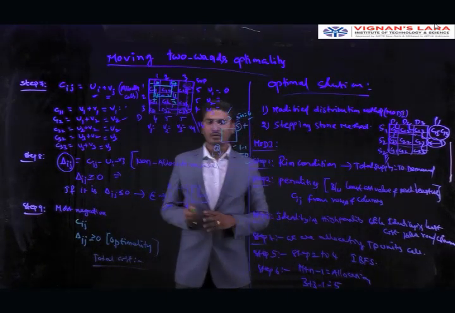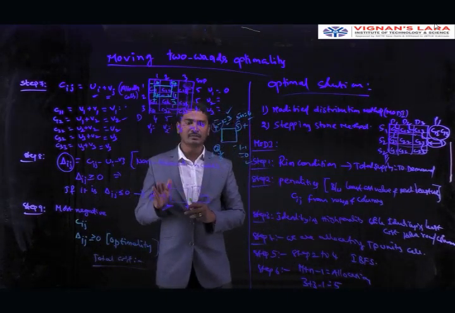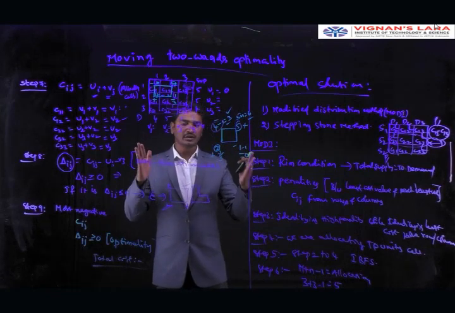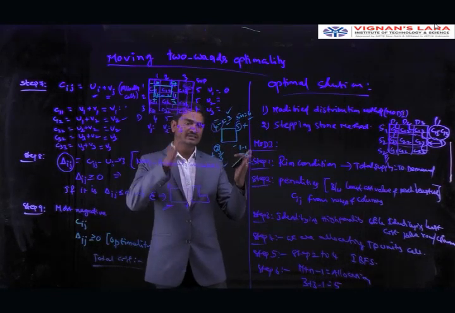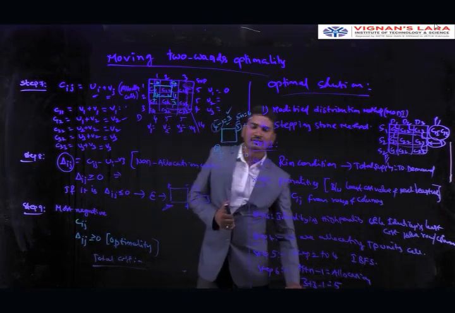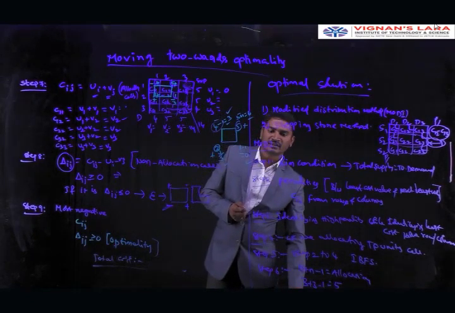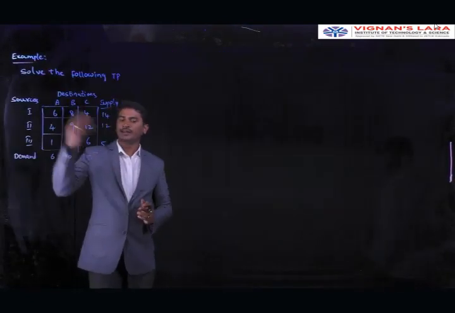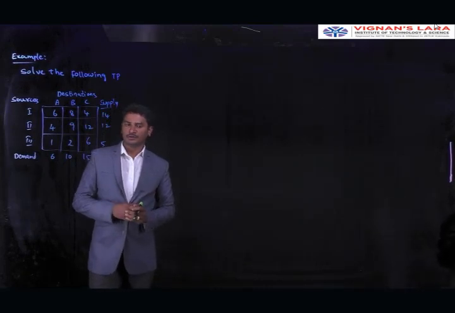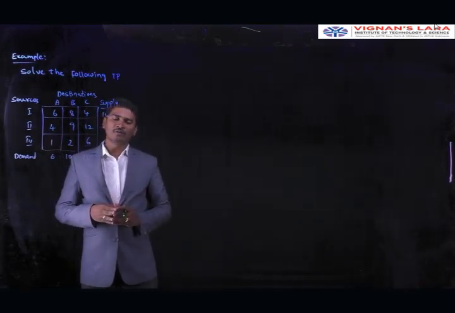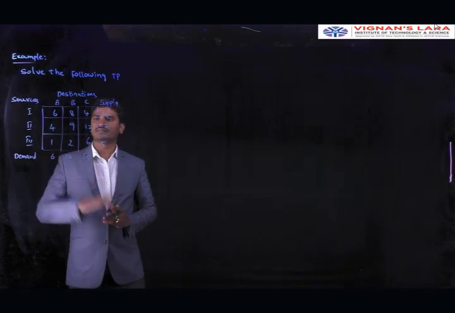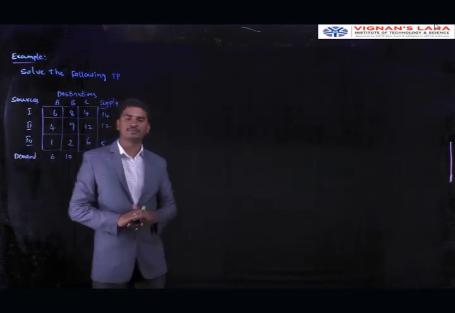Now we are going to solve this problem. Now we are going to calculate one problem based on this algorithm, the modified distribution method. In this example, we are going to apply the modified distribution method to solve this. Here they are given: solve the transportation problem.